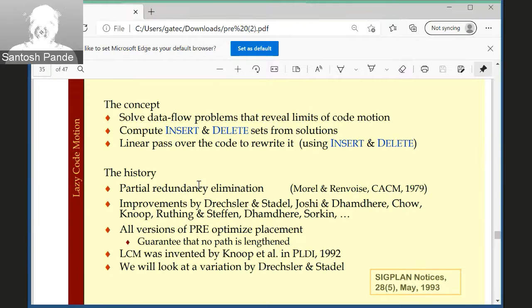And the other constraint that we are looking at is we are not going to place this in any path along which it was never originally going to get executed. Because if we place it, then it will increase the execution of that path. So those are the criteria for PRE, and that's what we'll be doing here in this particular exploration.